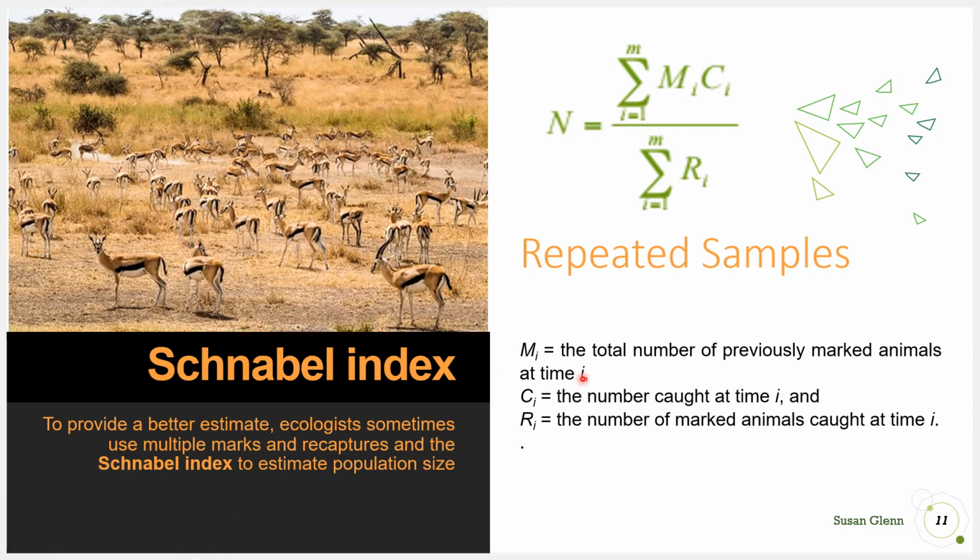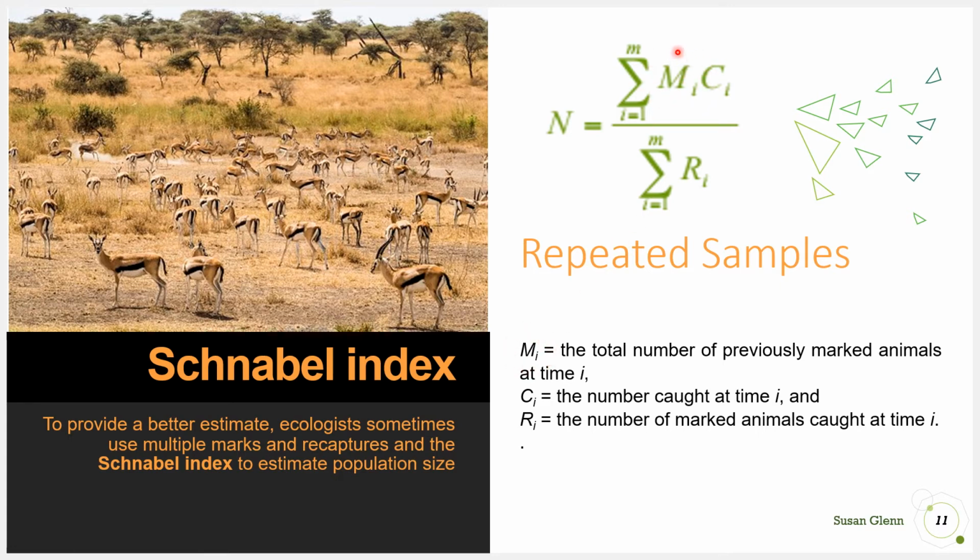equation, we are looking at the total number of previously marked animals in the population. So you might have marked like 50 the first time, and then in your second sample, you might have had 10 that didn't have your marks. So you're going to mark 10 more. So then you have 60 marked animals. So you're keeping track of how many total animals you've marked in the population.